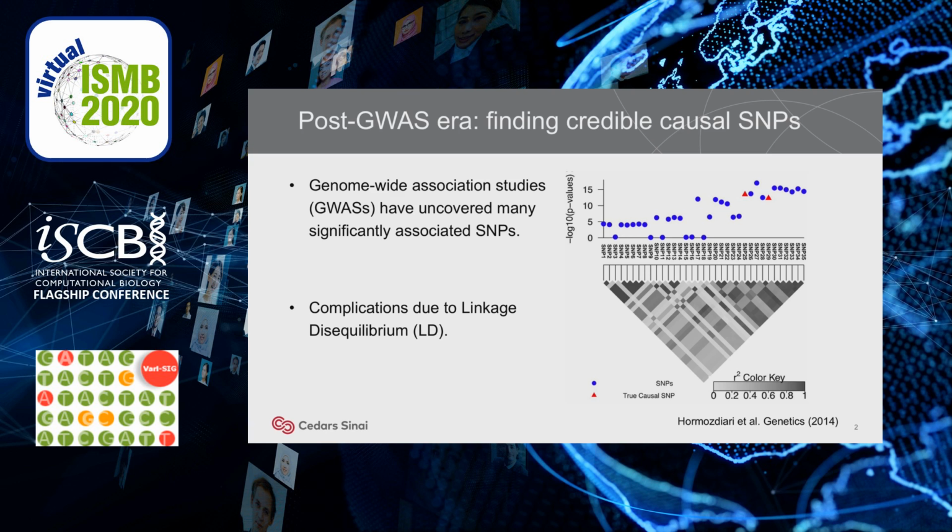And this challenge has been complicated by two problems. First, the linkage disequilibrium, or LD. Let's say there are two SNPs in perfect LD. They will have the same association statistics, and it's therefore unclear whether one is more important than the other. And second, a SNP with the greatest p-value may not necessarily be the causal SNP, as shown here.